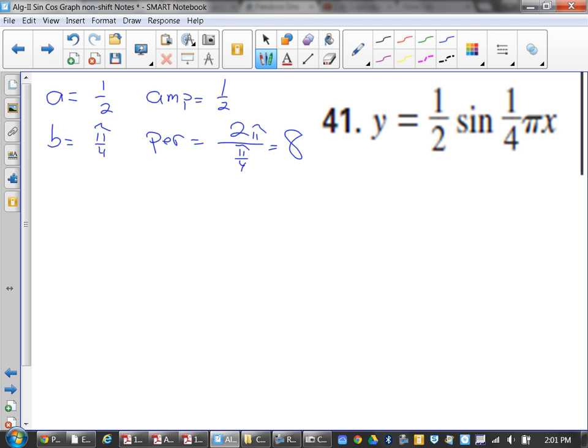When you go to graph this, you just mark out what you know. Well, 8's at the tail. Halfway in is 4. Halfway in is 2. In between here is 6.